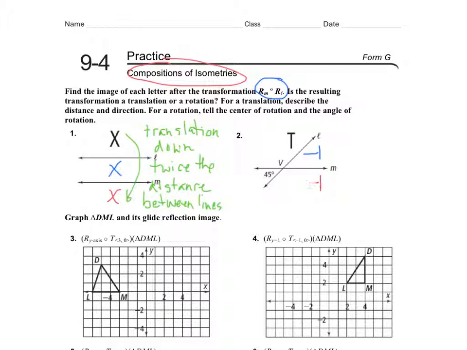Let me clean this up a smidge. There. So the resulting isometry goes from here to here, and essentially what's happened is we've conducted a rotation. And if you look at this degree here, if you double that degree, we get a rotation that's 90 degrees, and this one happens to be clockwise, if I can spell clockwise correctly.